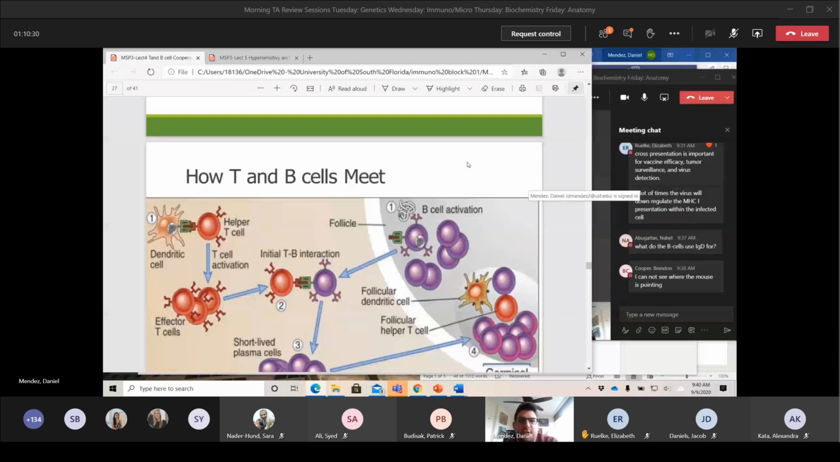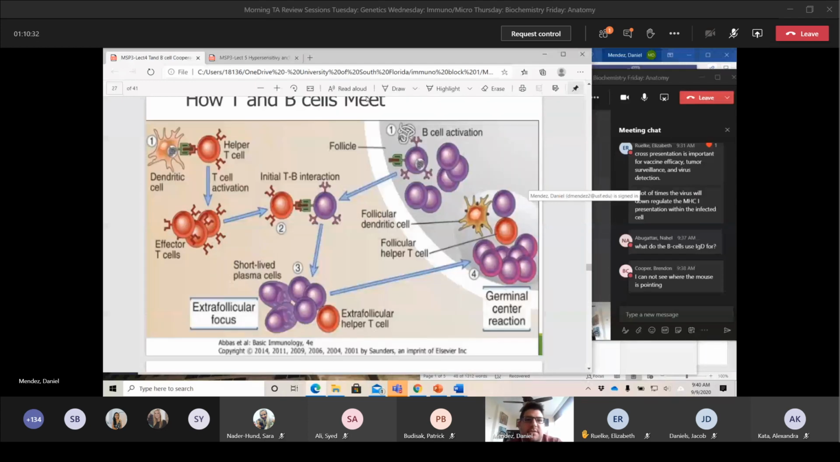This is just another image here showing us how we actually get these T and B cells to meet. This is just an image showing the process. So here we have a dendritic cell actually presenting the MHC class 2. You should know this is class 2 from how it looks. Remember, there is a difference in the image between class 2 and class 1. So here it's showing a class 2, and it's binding to a CD4 helper T cell. That helper T cell will then activate, will create more effector cells, and then it will come in contact between the germinal center between a B cell and T cell.